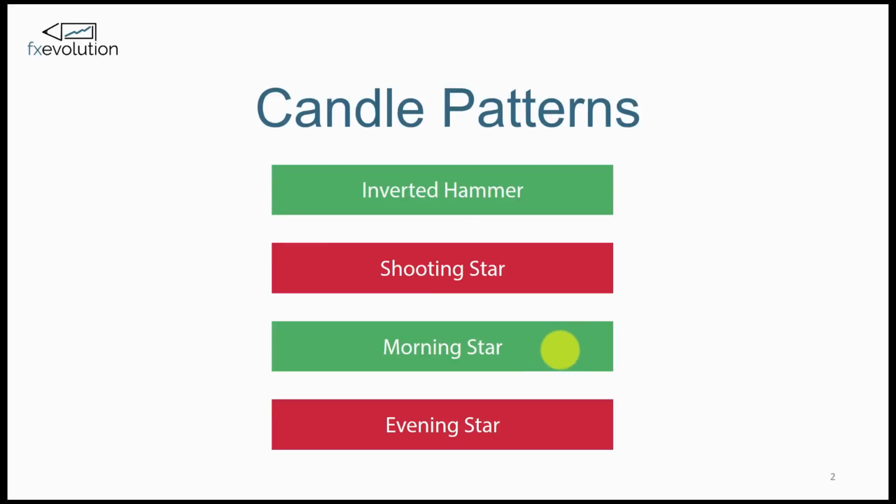So let's begin by taking a look at 4 different types of candle patterns: the inverted hammer, shooting star, morning star, and evening star. The inverted hammer and morning star are both bullish candle patterns. So this means that we've had a bearish or downward trend, then we've seen an inverted hammer or morning star, and this is our signal that trend could be reversing to the bullish or upward side.